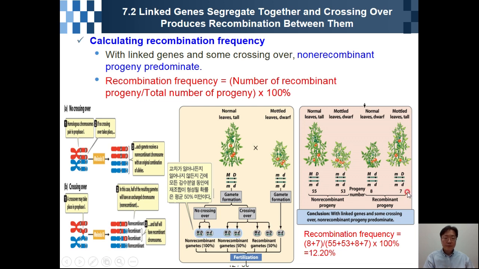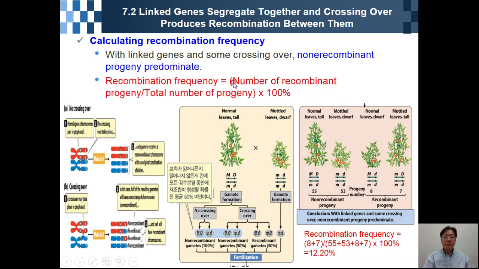So based on this number, we will see that with the linked genes N and D, they are linked, and also sometimes crossing over happens. Usually this is the normal leaves and tall, a non-recombinant progeny, and the mottled leaves and dwarf is also a non-recombinant progeny. Usually in this case, non-recombinant progeny is predominant.